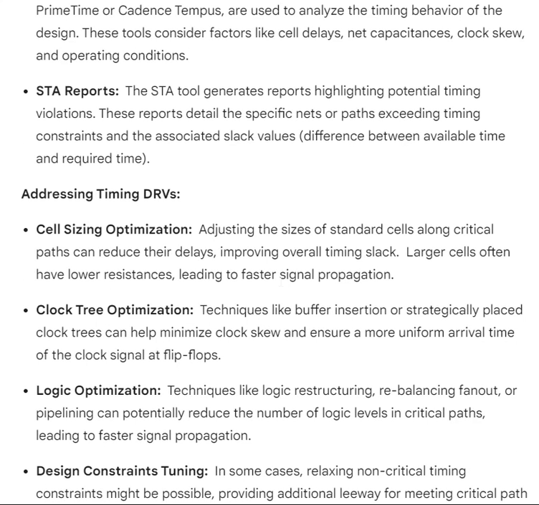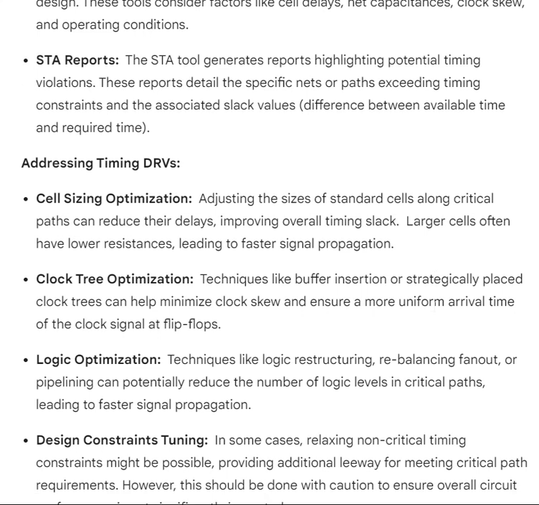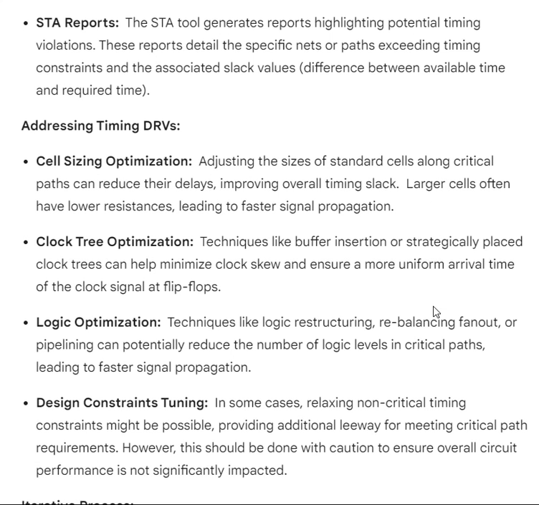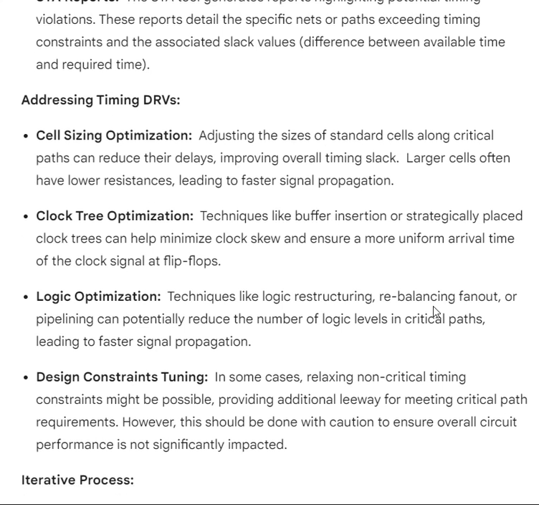Addressing timing DRVs. Cell sizing optimization: adjusting the sizes of standard cells along critical paths can reduce their delays, improving overall timing slack. Larger cells often have lower resistances, leading to faster signal propagation. Clock tree optimization: techniques like buffer insertion or strategically placed clock trees can help minimize clock skew and ensure a more uniform arrival time of the clock signal at flip-flops.